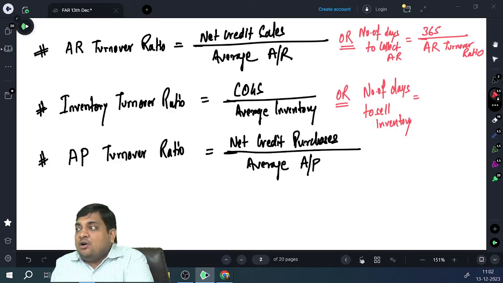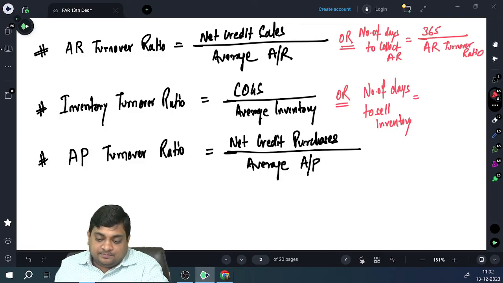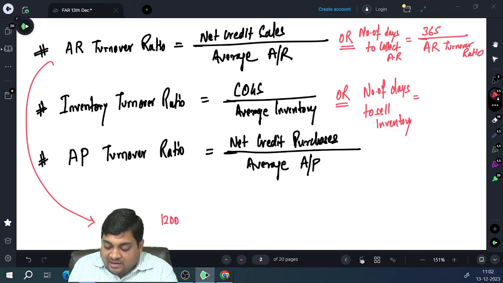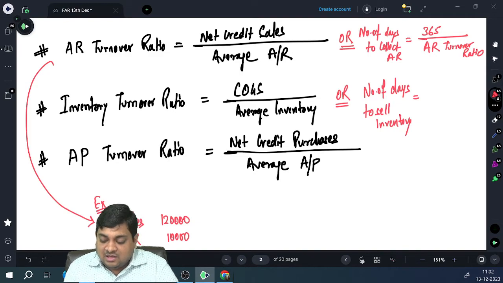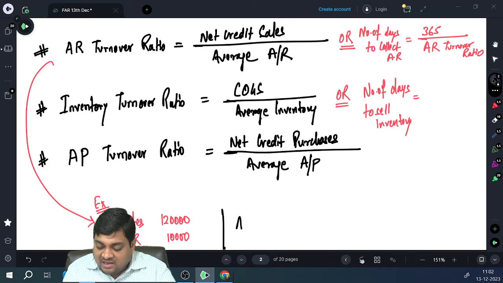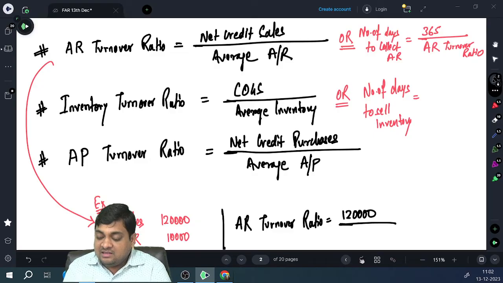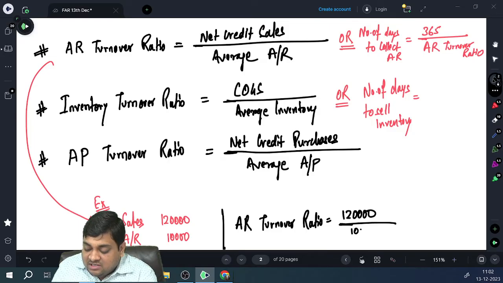Suppose I am making a sale of say 1 lakh 20, and my average accounts receivable is 10,000, right? Now can you just tell me what is my average receivable turnover ratio? So if nothing is mentioned, then entire sales is credit sales. So in the full year I'm making a sale of 1 lakh 20 and my average accounts receivable is 10,000. It means I have rotated it 12 times.